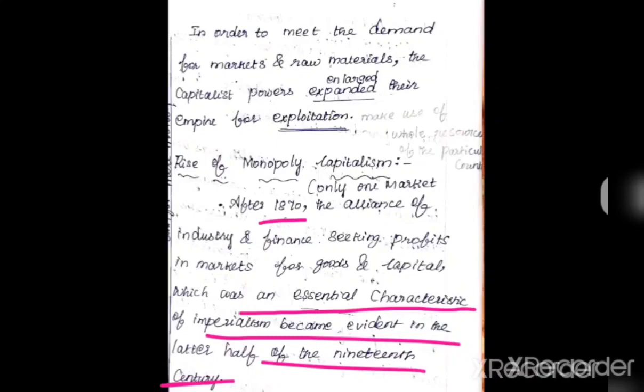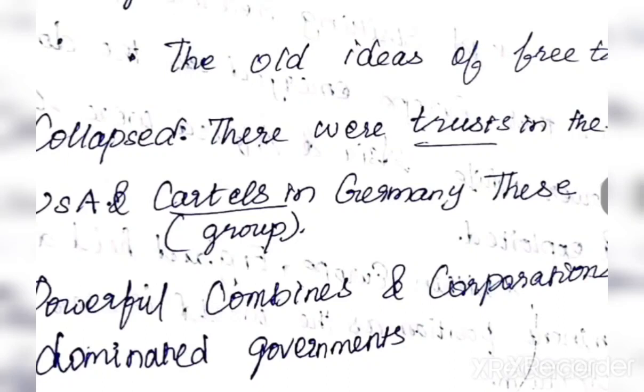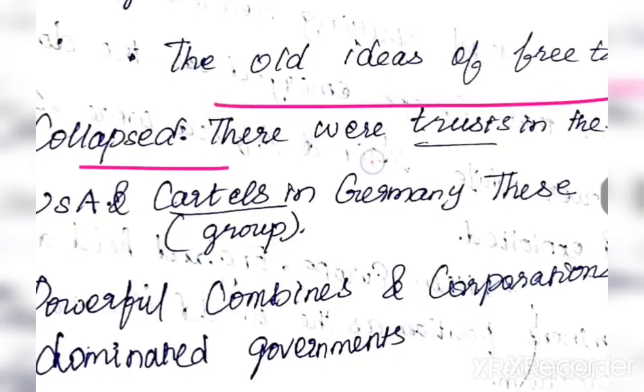It is given, children, monopoly means there was only one market. You should understand that and keep it in your mind. The next one: the old idea of free trade collapsed. So there were trusts in the USA. Trust, what is that? It was an organization in the United States of America. The trust people had the power to fix the price of goods and commodities.